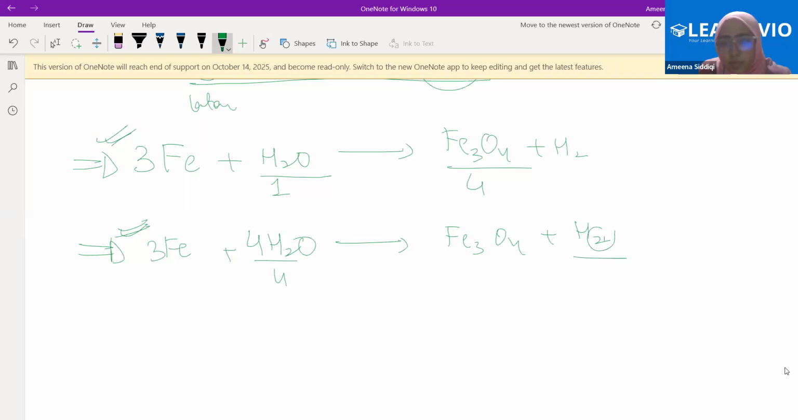No, no, two. What do I do? If I have to make it 4, can I add like this? So now this is the equation that I get. And is this balanced? Yes, this is balanced.